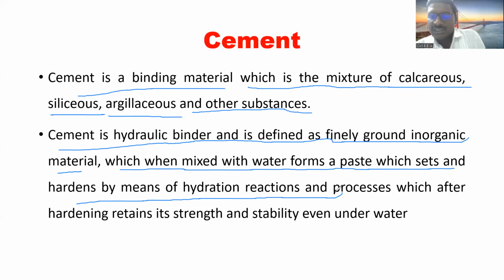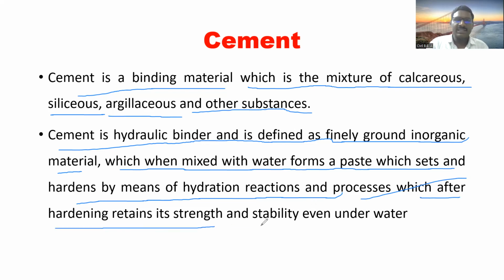What is cement? Again, cement is a binding material, and it is mixed with water to form a paste. That paste sets and hardens, and hydration reactions take place, and the cement paste or concrete is prepared. It is a reaction and process which, after hardening, retains strength and stability. So after the setting of cement, that is the hydration process, after the hydration process we get the strength and stability of the cement if we add water.